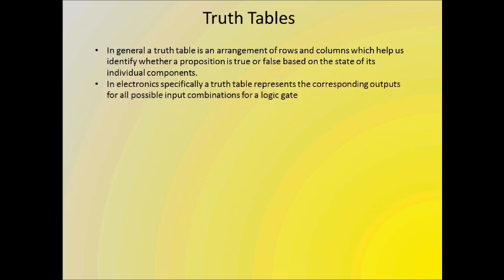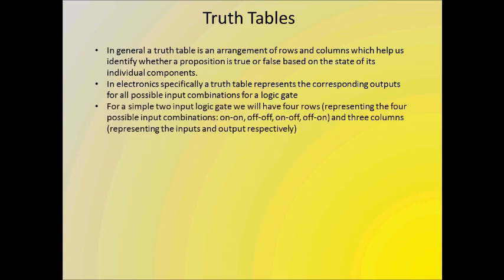In electronics also we have a similar setup. What a truth table tells us in electronics is that for a certain combination of inputs, will our output be on or off, 1 or 0. So we use ones to represent ons and zeros to represent offs. For simple two input logic gates, we will have four rows which will represent the possible input combinations: on, on; on, off; off, on; and off, off, and three columns, two of which will represent inputs and the third will represent the output. We'll take a look at this in a bit when we deal with individual logic gates, and you should get a clearer understanding then.